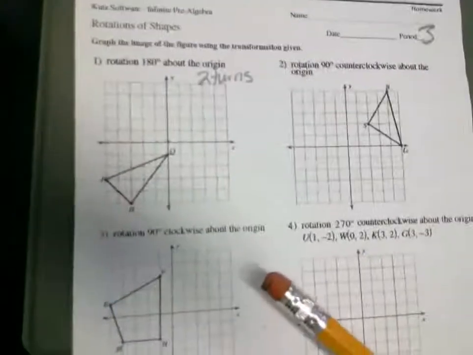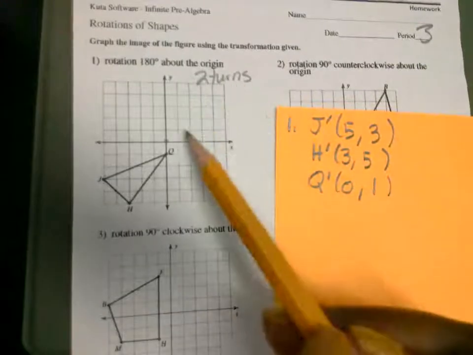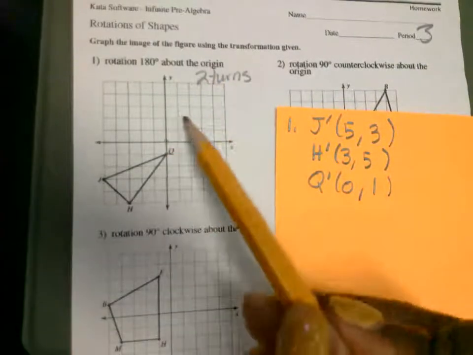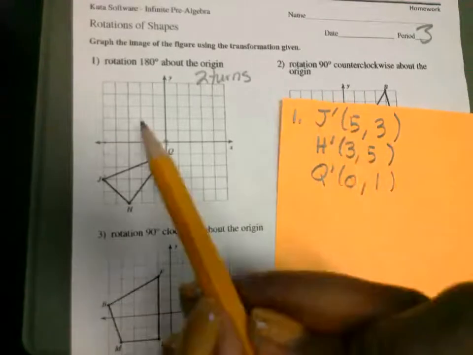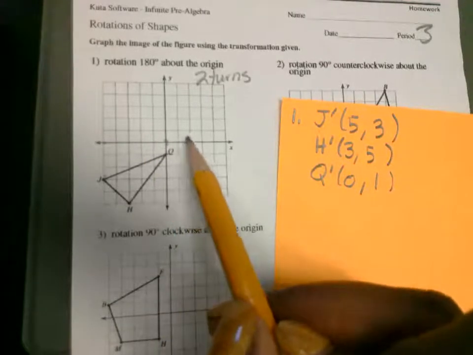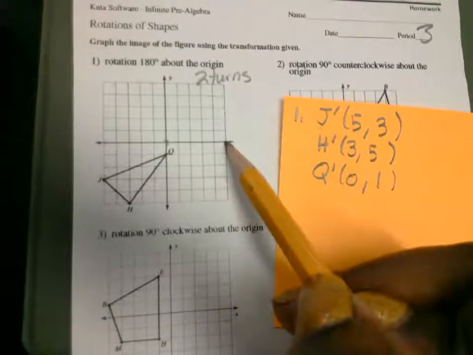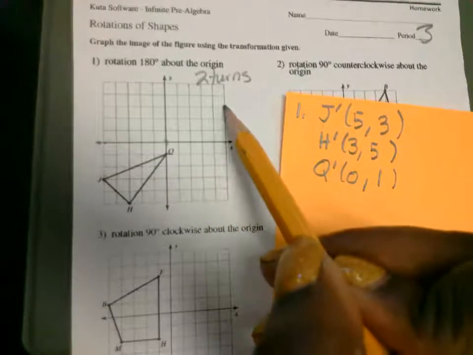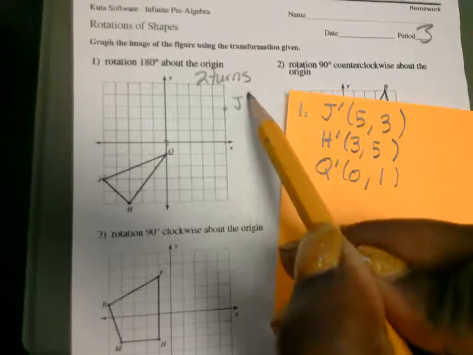So now turn your paper back in the correct position. And now let's graph these ordered pairs. Remember that triangle was in this quadrant? So we start at the origin. We're going to graph J prime. So we go to the right. 1, 2, 3, 4, 5. And we go up. 1, 2, 3. This is J prime.